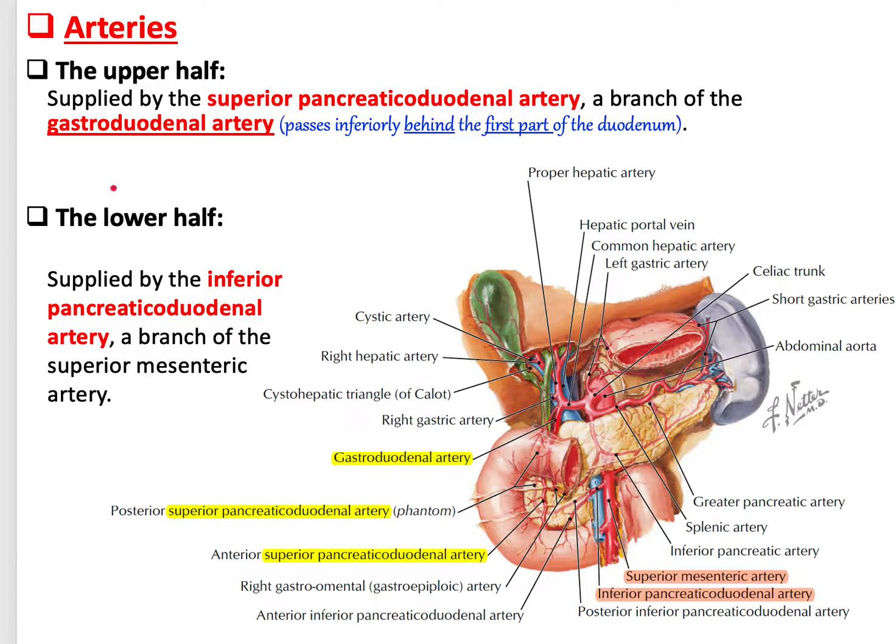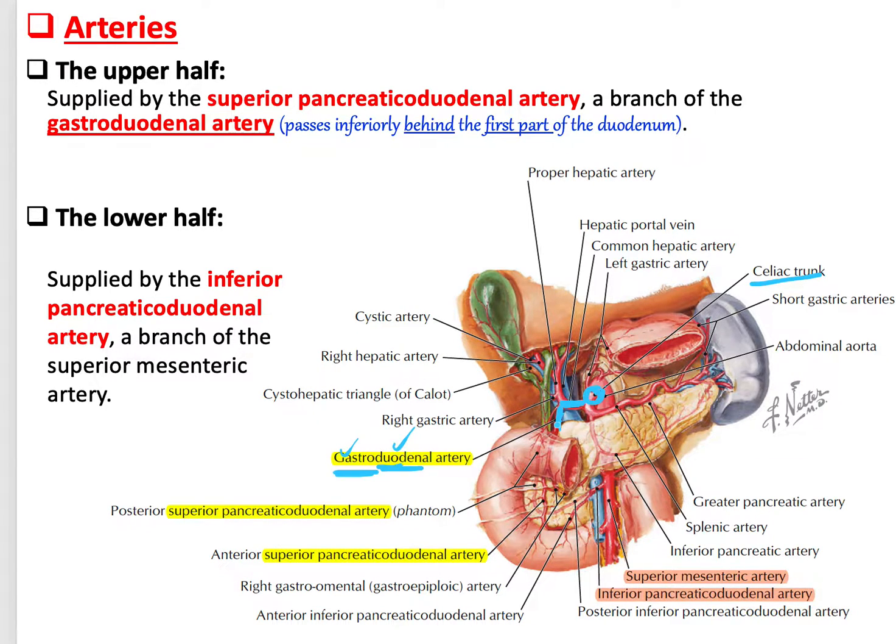This is, I will use another pen, right? This is the gastroduodenal artery, which is a branch of the common hepatic artery. The common hepatic artery branches from the celiac trunk, right? This is one of the main anterior branches of the abdominal aorta. Okay, from the celiac trunk there is the common hepatic artery. From the common hepatic artery we have the gastroduodenal, and from its name, gastroduodenal, that means it supplies the stomach and the duodenum.